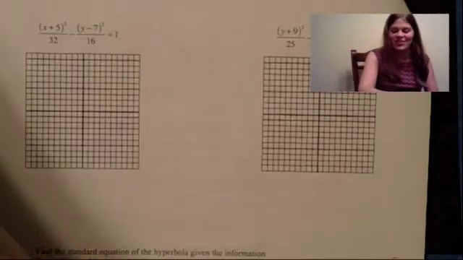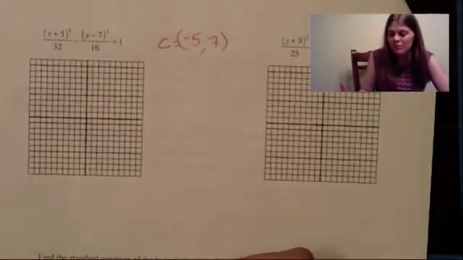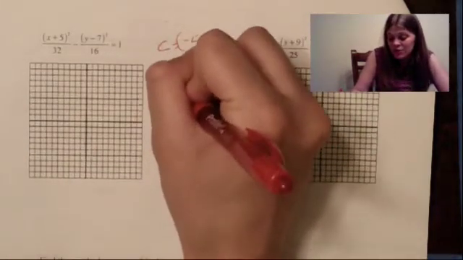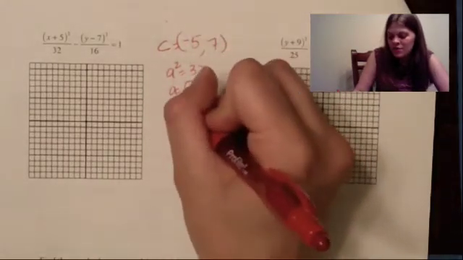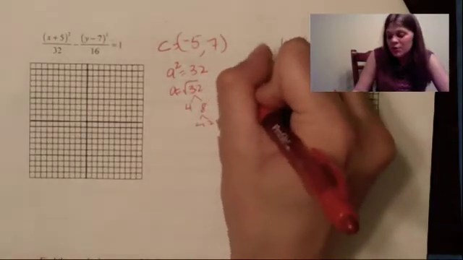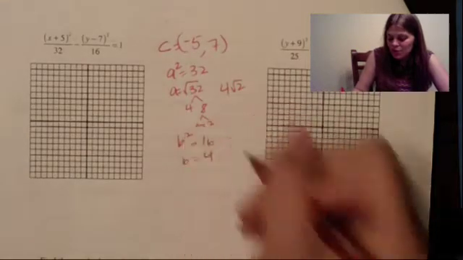I'm back. So the center is at -5, 7. You still take the opposite of what's inside both of them. Then your a squared is 32, which means that your a is root 32. 32 is 4 times 8, and this is 4 times 2, so it ends up as 4 root 2. Your b squared is 16, so your b is 4.